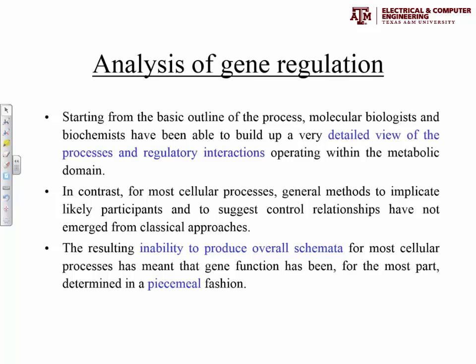But for the general class of reactions in cells, we don't know, right? So in contrast, for most cellular processes, general methods to implicate likely participants and to suggest control relationships have not emerged from these classical approaches. So the resulting inability to produce overall schemata for most cellular processes has meant that gene function has been for the most part determined in a piecemeal fashion. Like you focus on a small part of the genome, then find out the function, but the overall picture is not figured out.